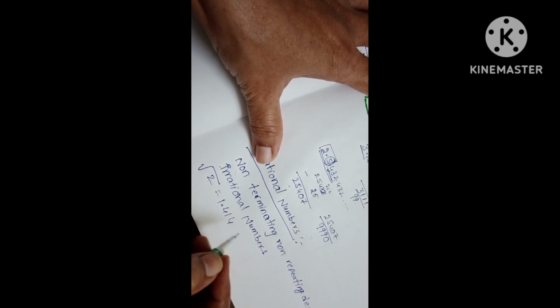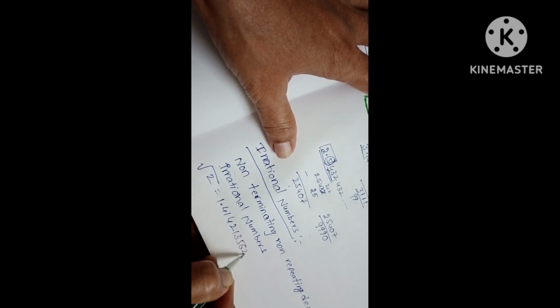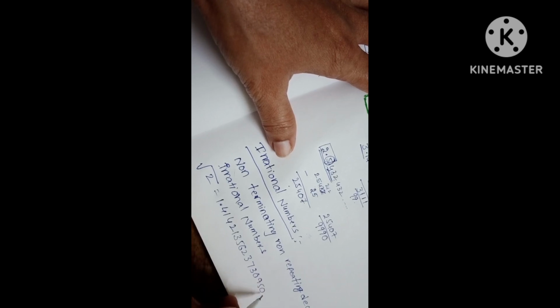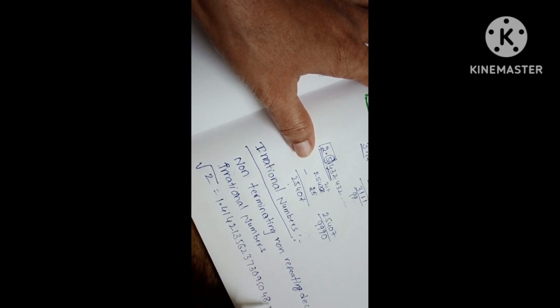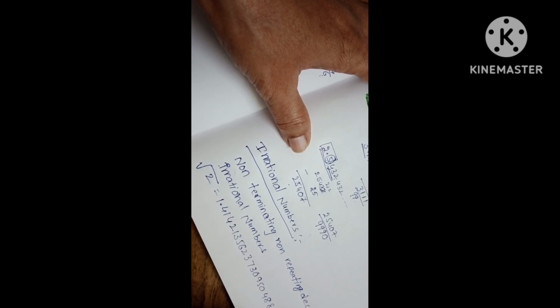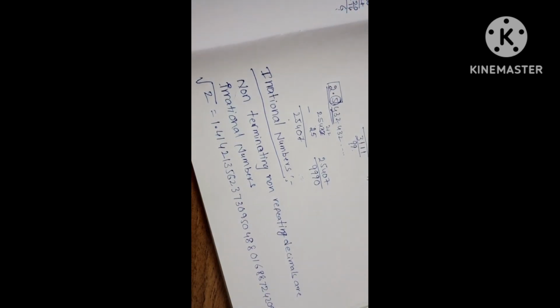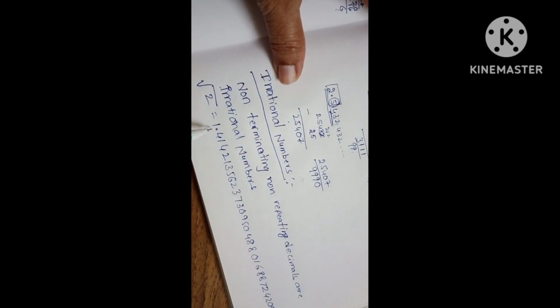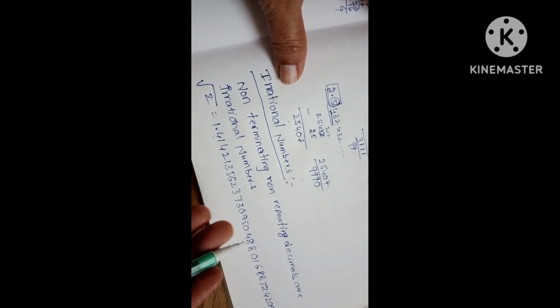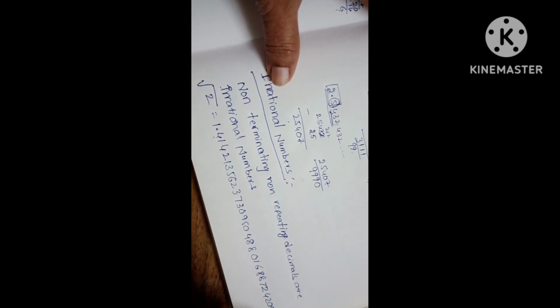Root 2 is 1.4142 13562 730950 488 01688 7242 09096 up to 7. Look at this number. Is any number pattern repeating here? No. None of the pattern of the digits is repeating. So it is continuous. There is no end.